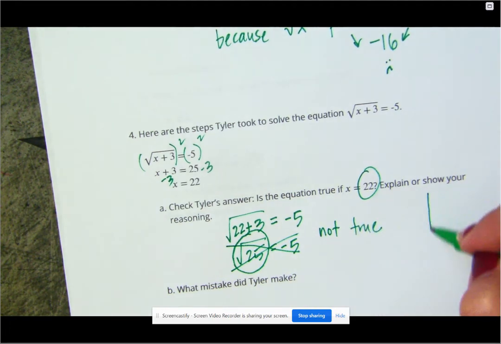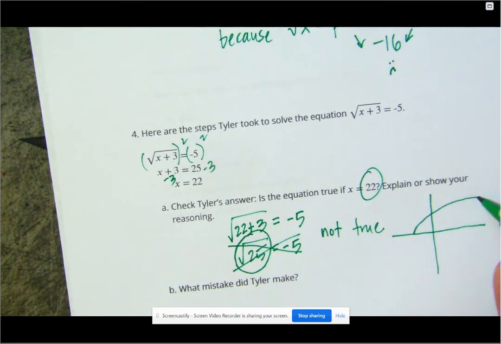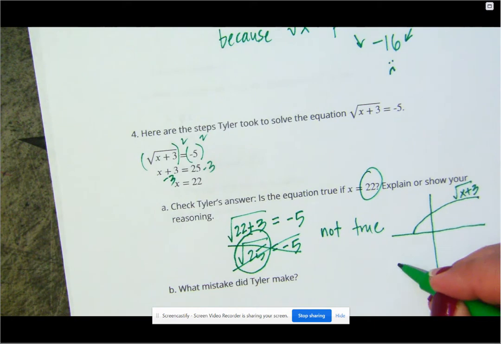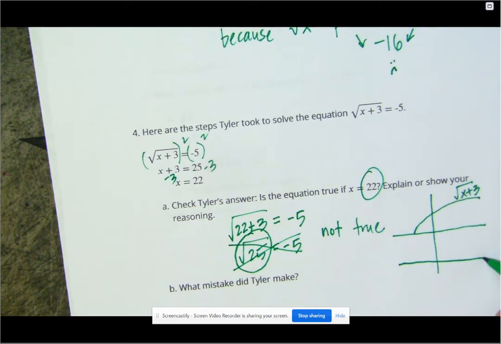You could, and again, you could go to Desmos. This would look something like this. The square root of x plus 3, that's what that graph looks like. When is that equal to negative 5? Never. What mistake did Tyler make?